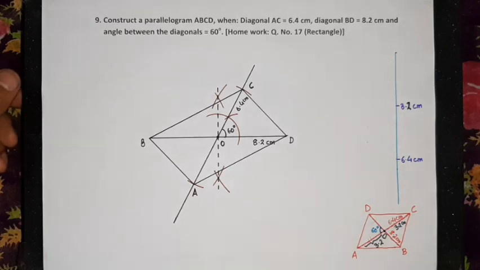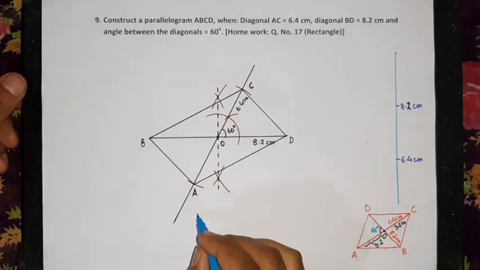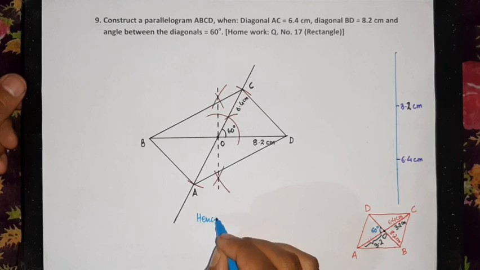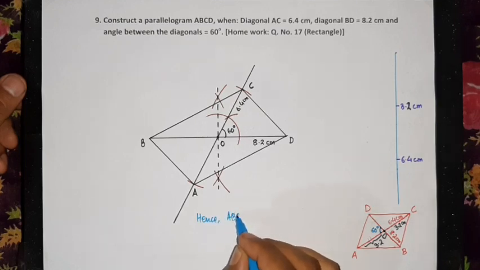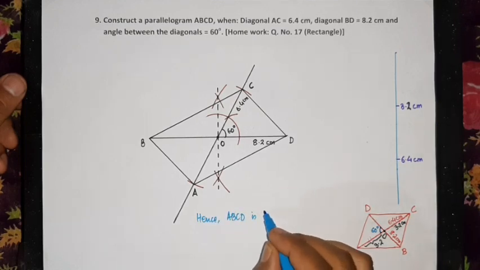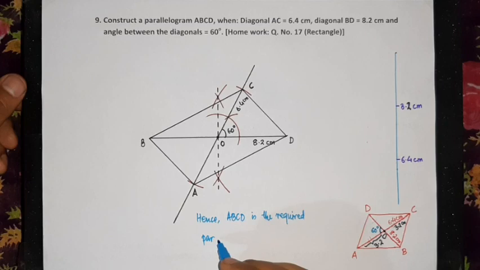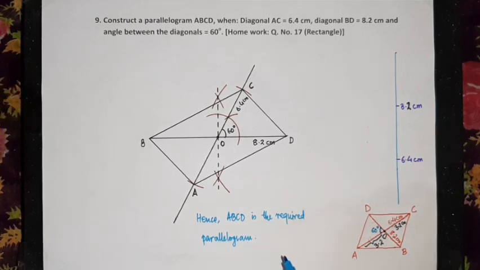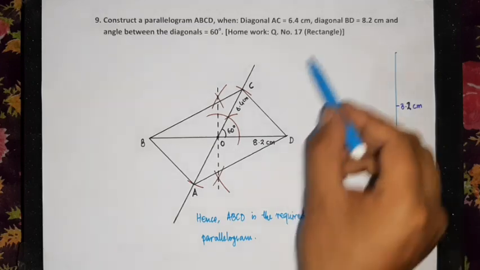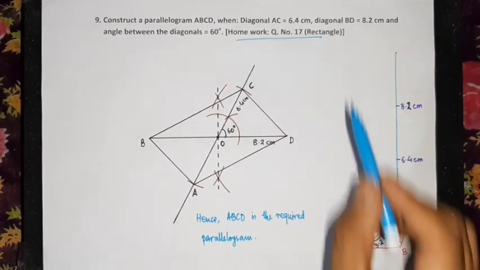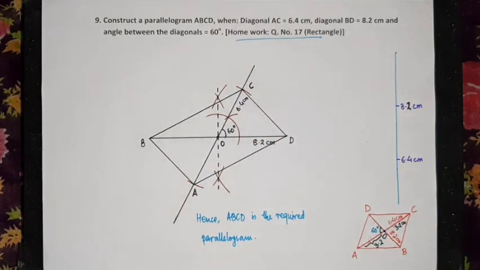Since all the conditions are satisfied here, at last I'll write: hence ABCD is the required parallelogram. Okay, so we are done with this particular question. Now you will try this question by yourself. So pause the video to note down.